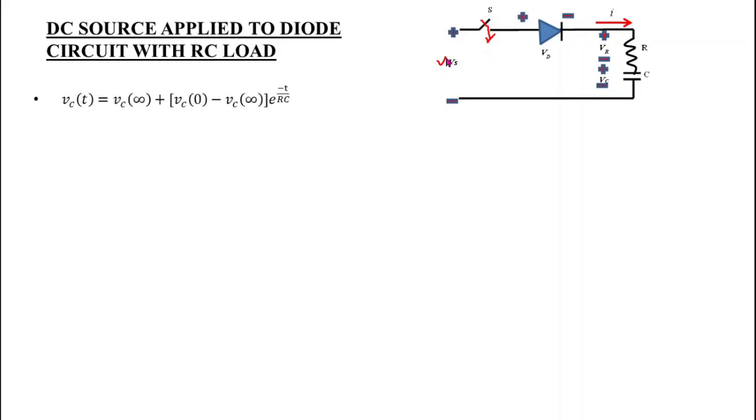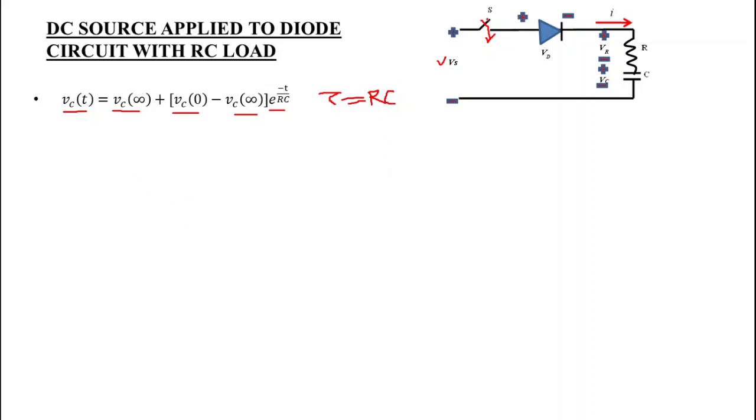Here you must know this very basic equation of network theory, that is Vc(t) is equal to Vc(infinity) plus [Vc(0) minus Vc(infinity)] e to the power minus t by RC. Here RC is the time constant of this circuit, that is tau, and that is equal to RC. So the time constant for this circuit is RC.